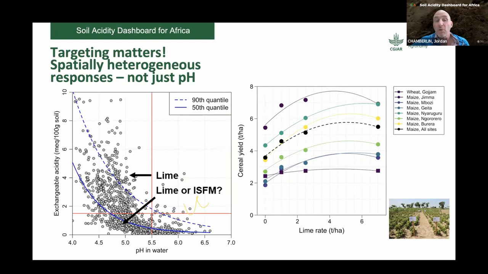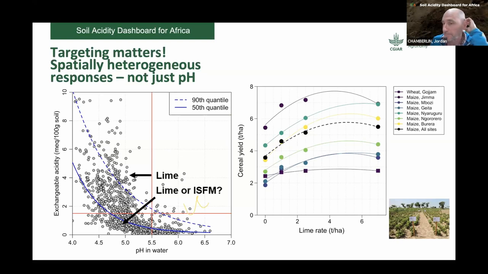You could use organic matter or other kinds of integrated soil fertility management strategies there. So targeting matters in a different way than we're often used to. Now, in our trials data, we see a lot of heterogeneity in response. And again, unpacking all of that is beyond the scope of what we can do right now. But we do see that a lot of that heterogeneity does seem to map on to this story about looking at different levels of exchangeable acidity.